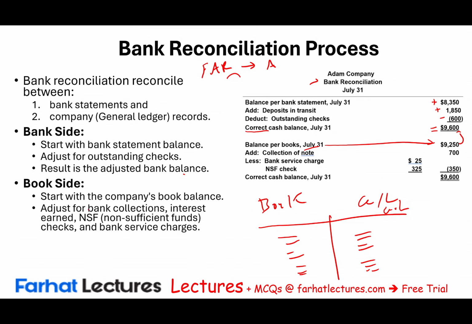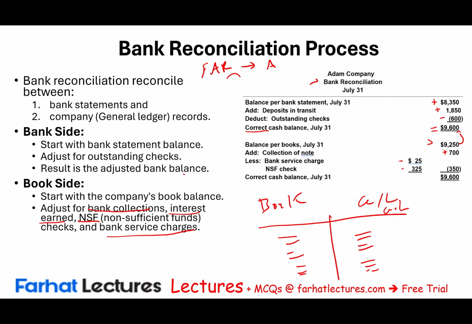We will adjust for any bank collection, interest earned by the bank, non-sufficient funds checks that we thought were good but they were no good, and any bank service charge. Well, what do we have here? We notice that the bank collected $700 on our behalf. We will add the $700. We will notice that the bank deducted a $25 fee from our bank account. We will deduct the $25 fee from our book balance. We would see that a check for $325 was not cleared. We thought this was a good check. We added it to our books. It was not good. We have to deduct it.